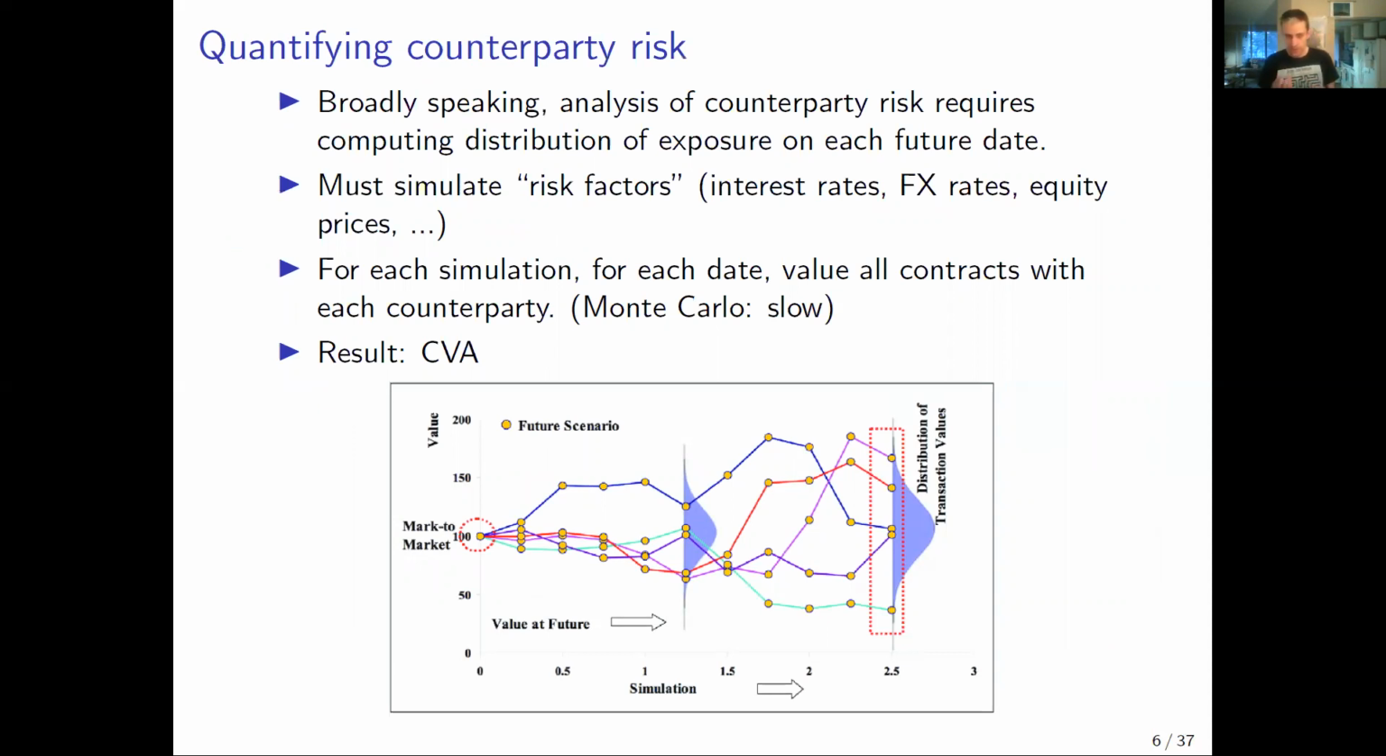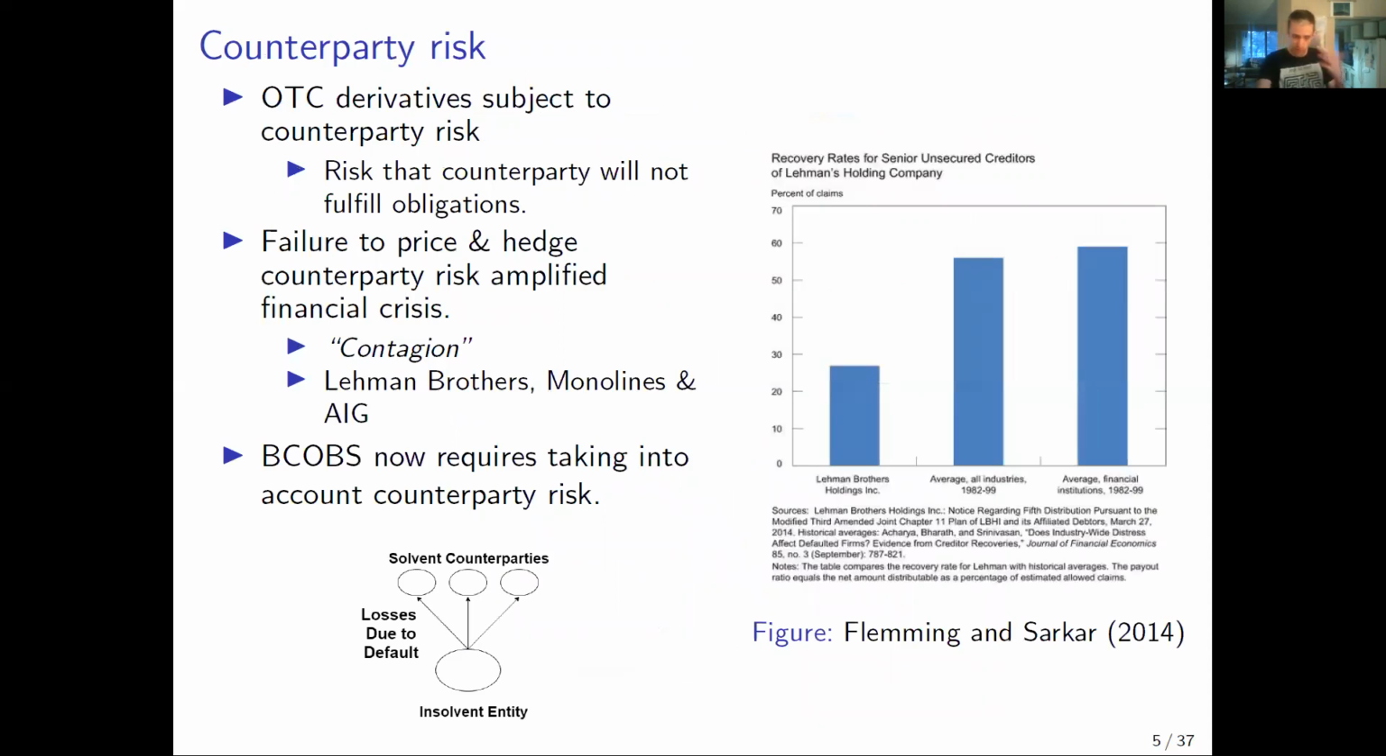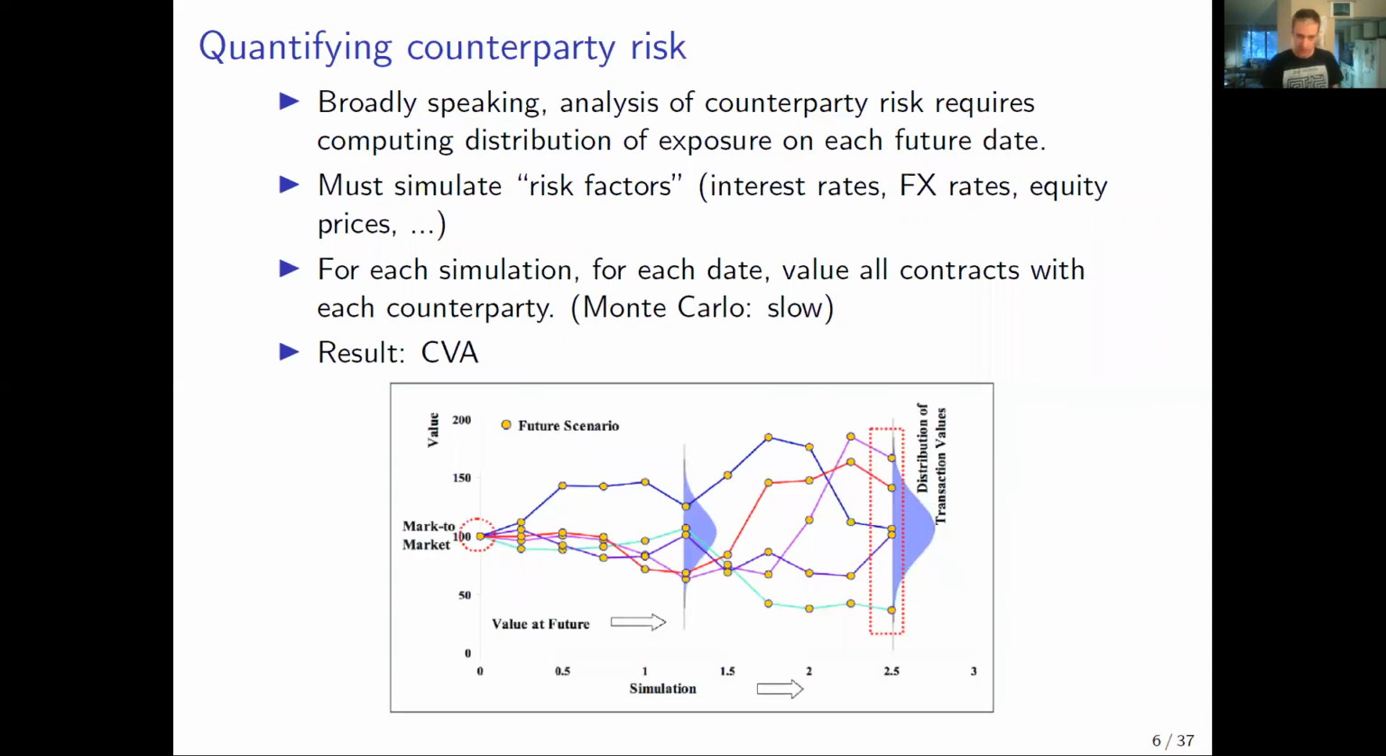Okay, so let's think about how we should manage counterparty credit risk. So we talked about the importance of it, why it's important, because of the potential for contagion. So now let's discuss how we measure it first, and then we'll discuss how we manage it.